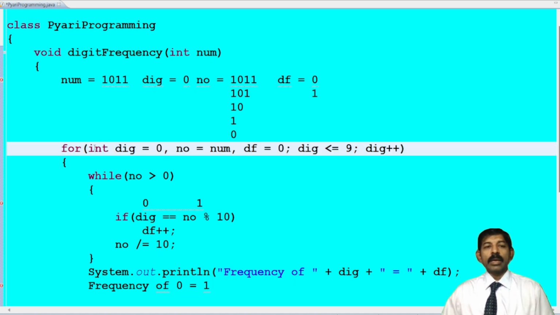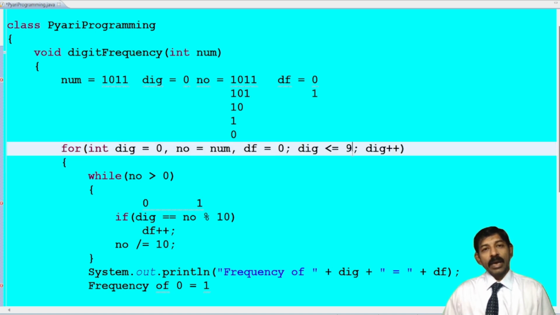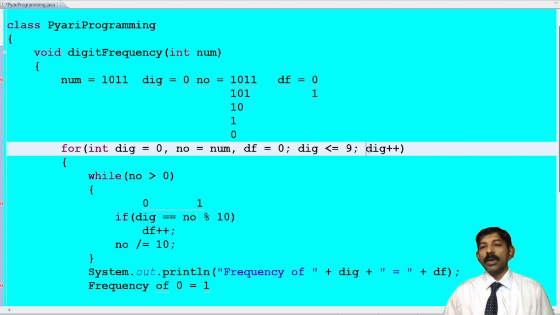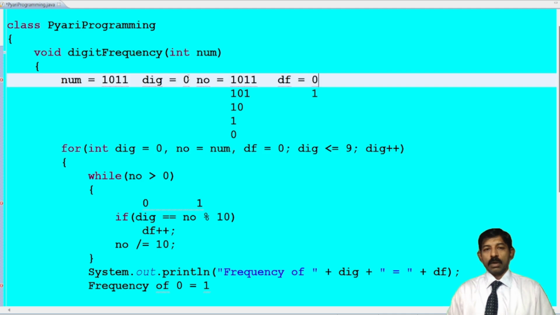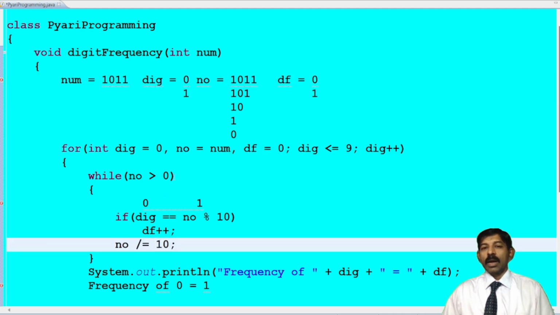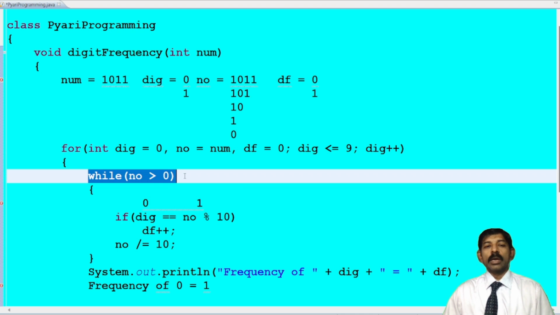Now we know that in case of a for loop, initialization is done only once. In case of a dry run, after executing the body of the loop, it will come to the updation part, dig plus plus. Now we'll have dig as 1. After that, I will check the condition. 1 is less than or equal to 9. True. I will get inside, while no greater than 0.